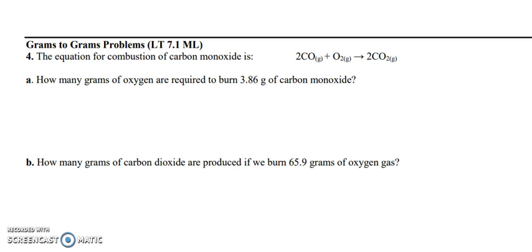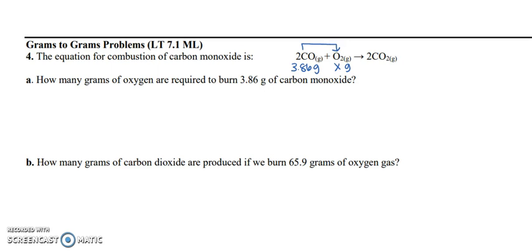This is an example of a grams to grams problem, which is learning target 7.1 at the meets level. So the first thing I'm going to do is, in my equation, find the information that I'm looking for and that I have. How many grams of oxygen are required to burn 3.86 grams of carbon monoxide? So 3.86 grams of carbon monoxide for every how many grams of oxygen? So from carbon monoxide to oxygen.